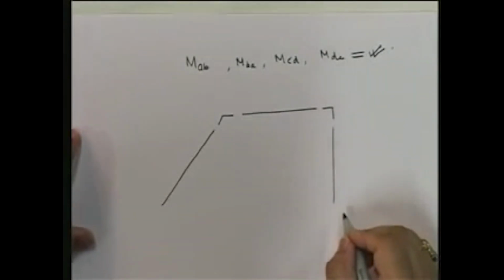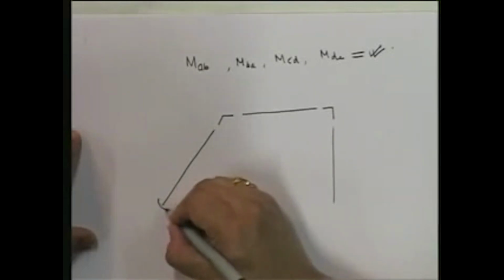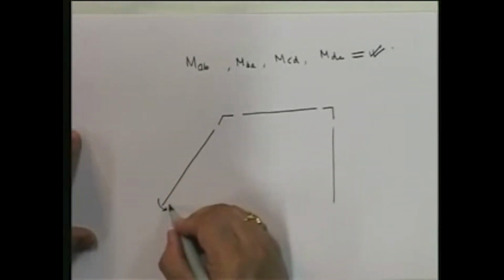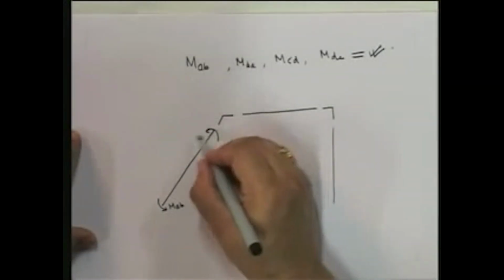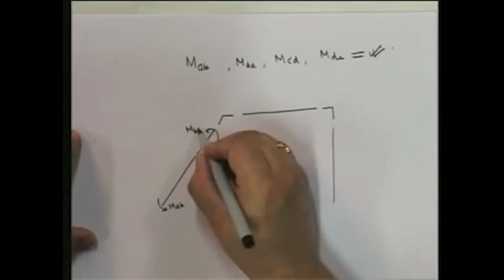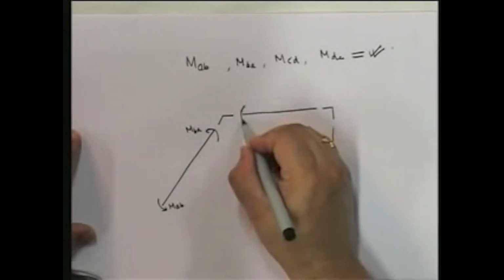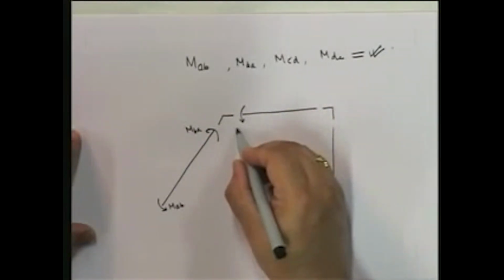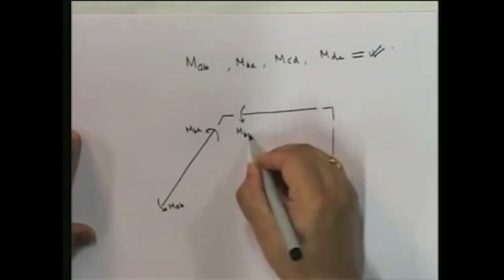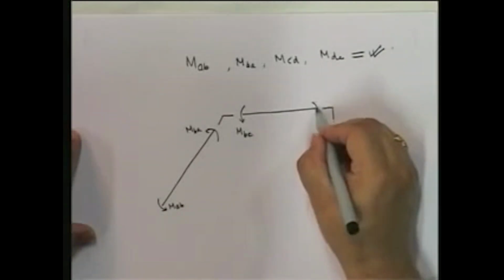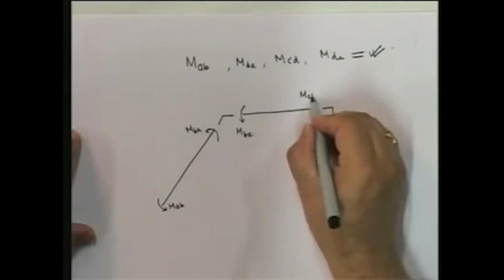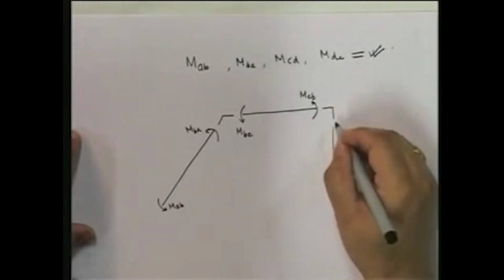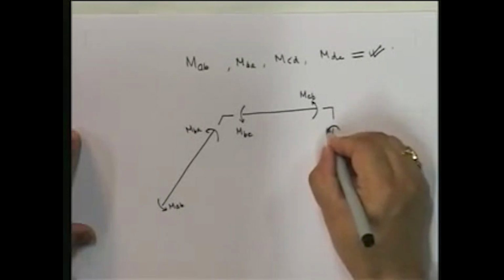Okay? So therefore, if you look at this, this is MAB. This is MBA. This is MBC. We did not evaluate MBC because BC was rigid. But nonetheless, even in a rigid member, you're going to have bending moments. Okay? Remember that.